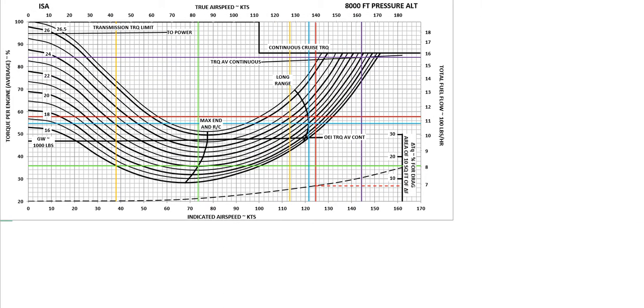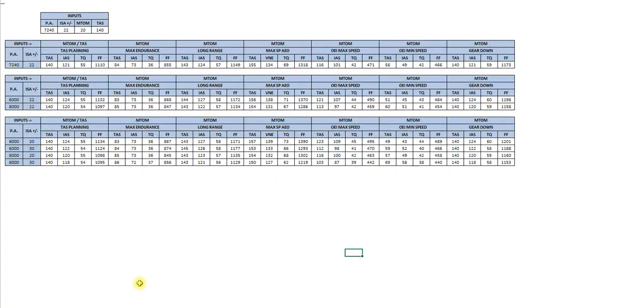So if we go back to the front page, how this works, you'd work out what the pressure altitude you're going to cruise at. So let's say you're cruising at 6,250. The temperature at that cruising altitude might be ISA plus, say, 18. Your maximum takeoff weight, so 22,000 pounds.